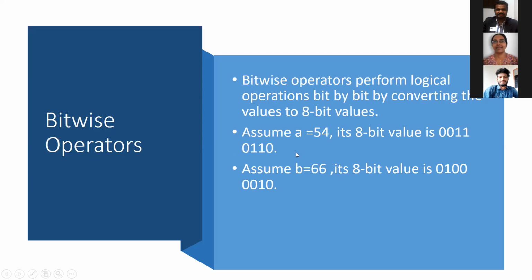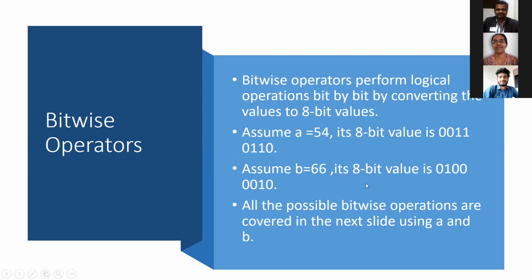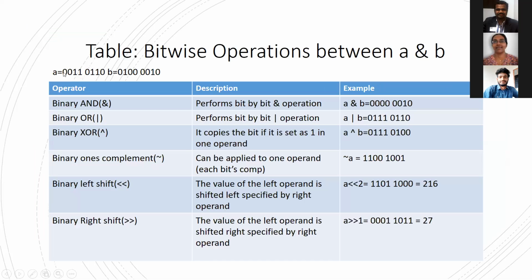the same operations we saw for AND or OR, but for each bit on A and B. Just see the results in this table. As we saw, these are the 8-bit formats. Now if you do binary AND, which is this operator, it performs a bitwise operation between A and B.